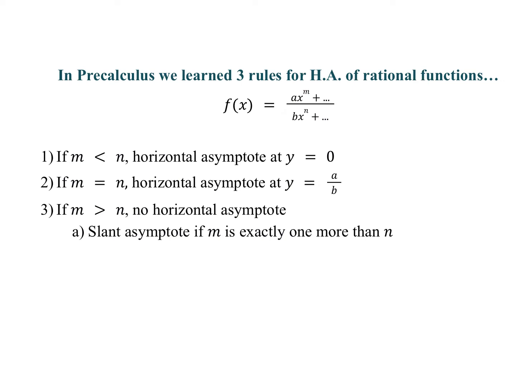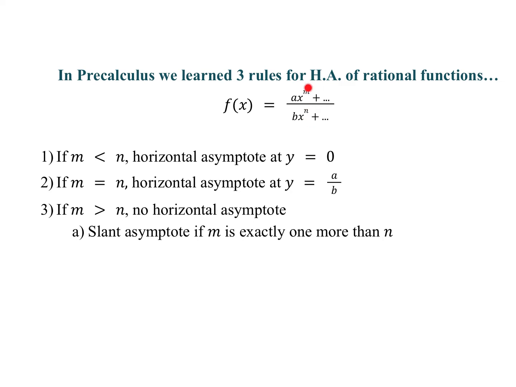So just a quick recap of what we learned in pre-calculus about the 3 rules for horizontal asymptotes of rational functions. If you had any questions about the warm-up, remember when you have a rational function that looks something like this, we're going to be comparing the degree of the numerator and denominator for these 3 cases. If the degree of the numerator is less than the degree of the denominator, then we're going to have a horizontal asymptote at y equals 0. Essentially, our denominator is just growing much faster than our numerator, so our graph will just approach 0.